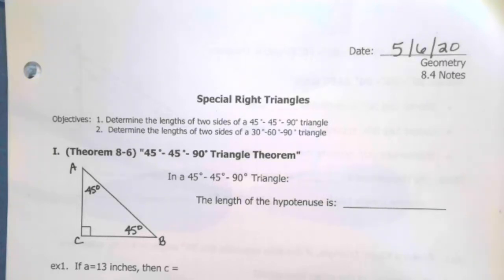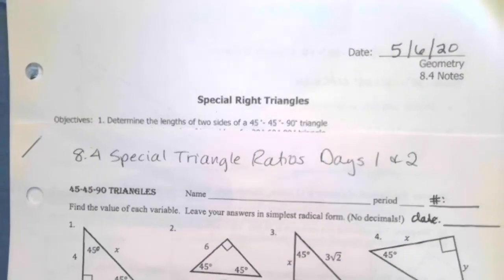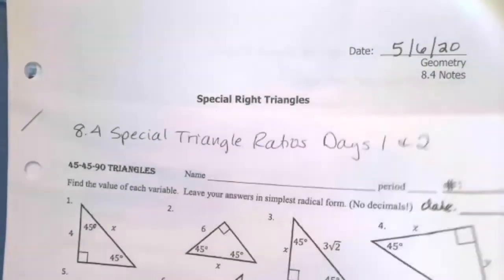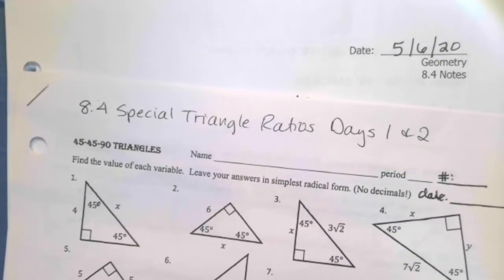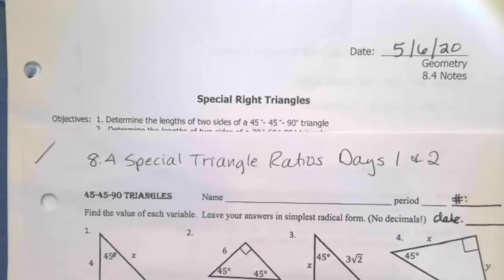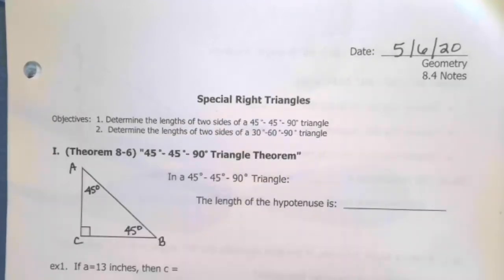This day of notes, 8.4 special right triangles, accompanies the 8.4 special right triangle ratios homework. There's one packet for days 1 and 2, both. So we do odds and evens on that, and that will also be uploaded to my Google site.